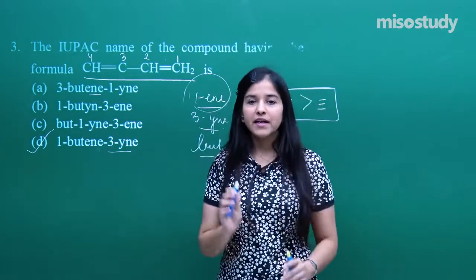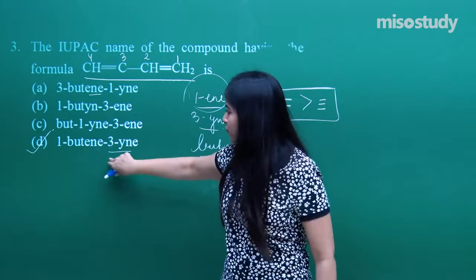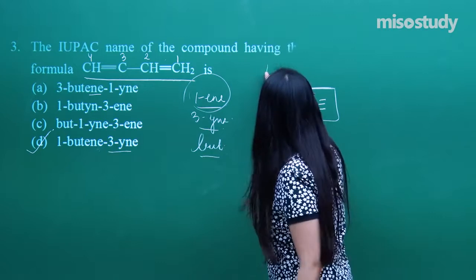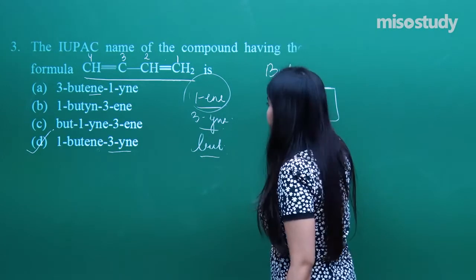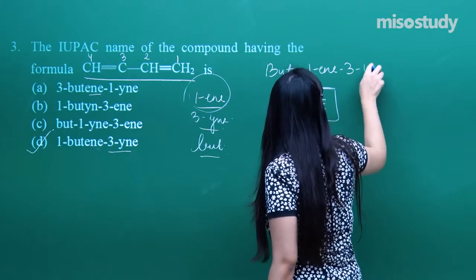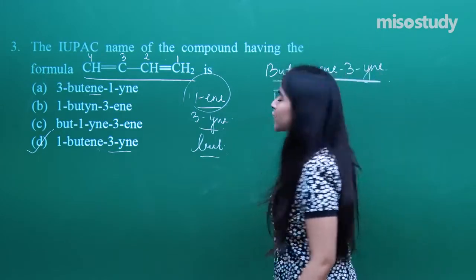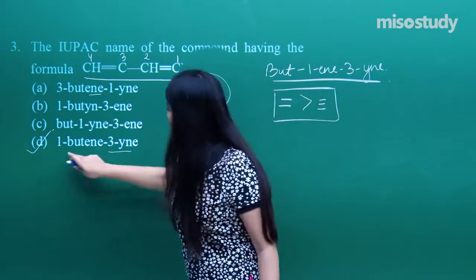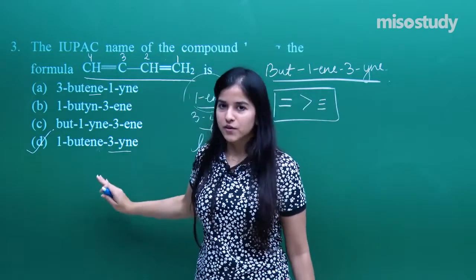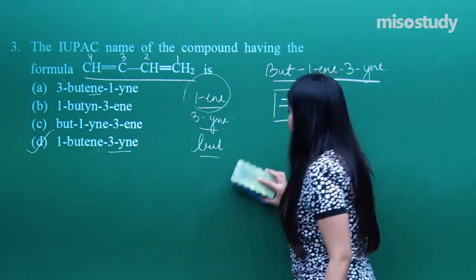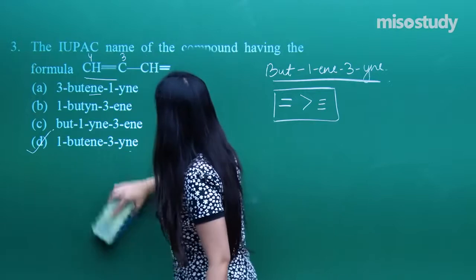You may be thinking that there is another way to write this very name. Yes, definitely. We can also write this name as but 1 ene, 3 ine. So that can also be a possible name for this. Otherwise, we can write 1 butene, 3 ine as well. That is also correct. So I hope you all have got the idea. Let us try out the next question.